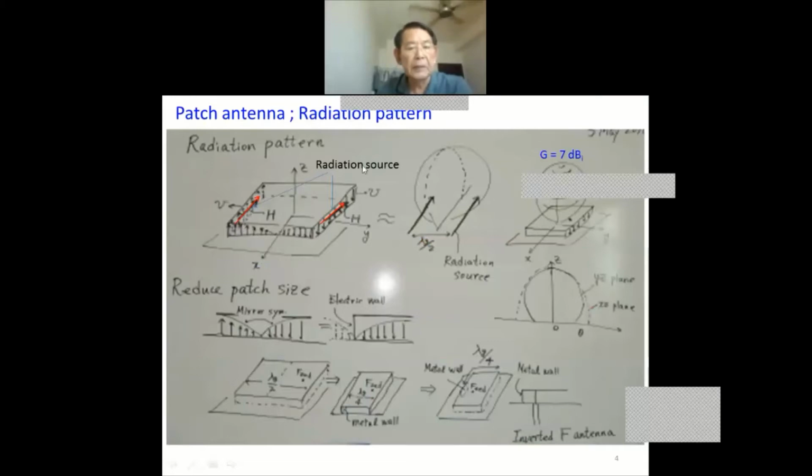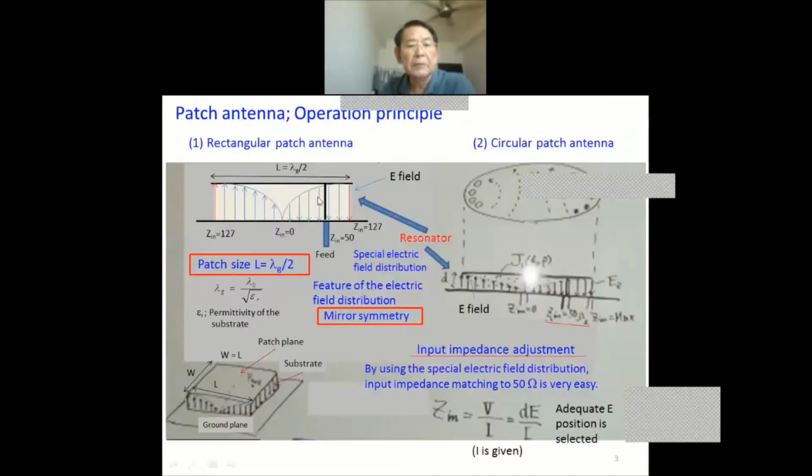So this is L, and this is W. So radiation happens from here. The electric field cancels out in the far field. This plus, this minus. So from this opening, no radiation happens. However, on the other side, the electric field becomes the same direction. So this side can contribute to the radiation.